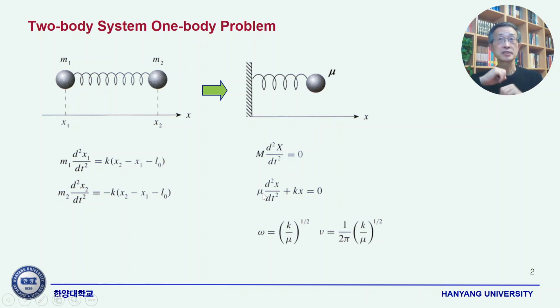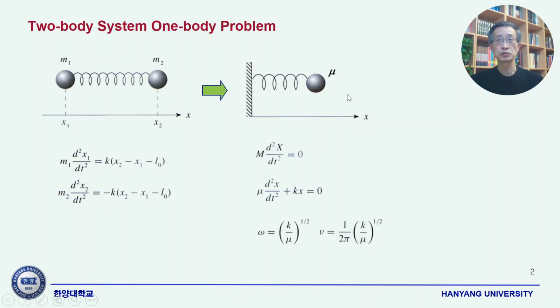So the center of mass is separated from the relative motion, and that relative motion could be represented by an infinite mass wall and the spring, a one body problem. So this reduces to one single body problem with reduced mass. Reduced mass mu is given in relationship to M1 and M2. So actually, 1 over M1 plus 1 over M2 is equal to 1 over mu.